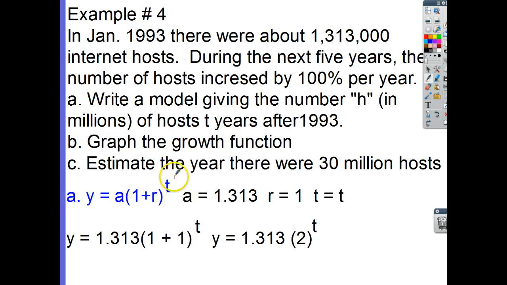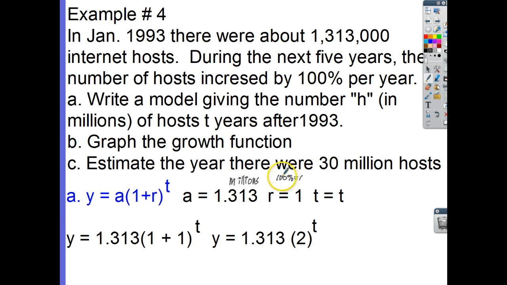So we're going to start with our new and improved definition of what a growth function is, in this 1 plus r form. And notice that we're calling A 1.313. Well, we started out with 1,313,000. We're going to use 1.313, and of course that's in millions, so we've written that a little bit smaller, and we're going to call it millions, and so our answer is going to be in millions. And then r is 100% changed to a decimal. You move the decimal 2 places over, you get the number 1.